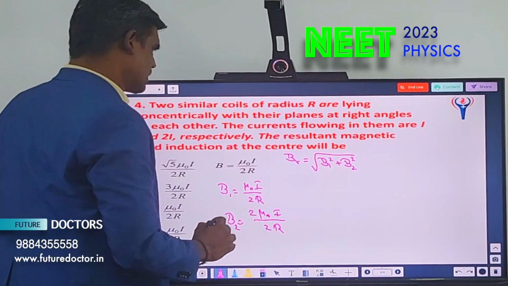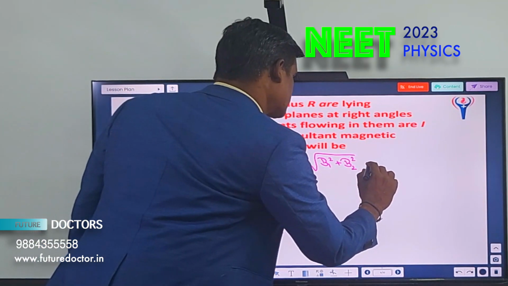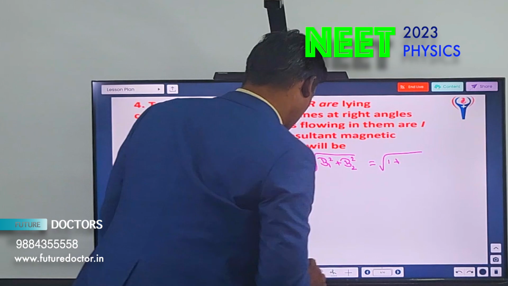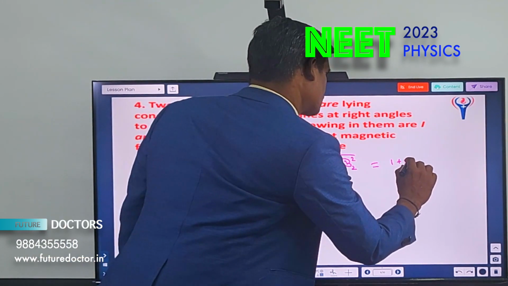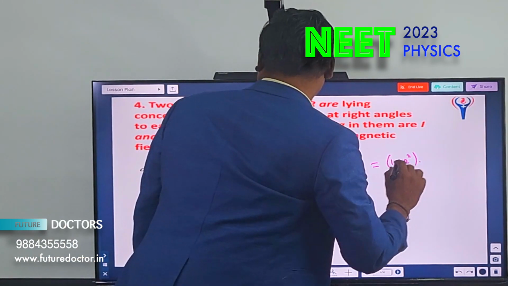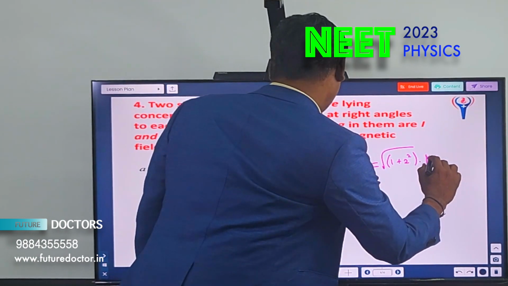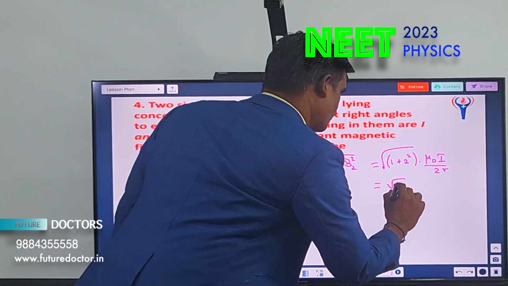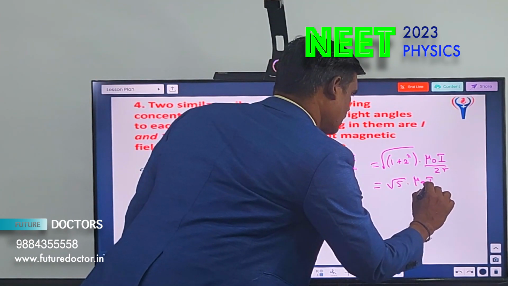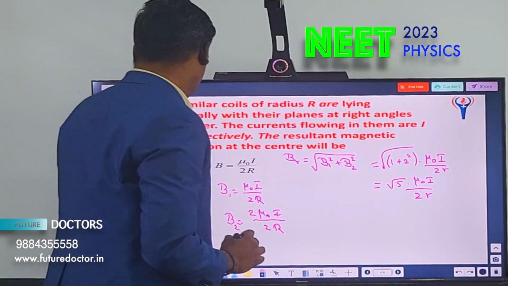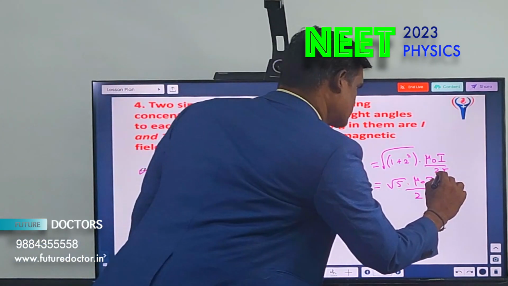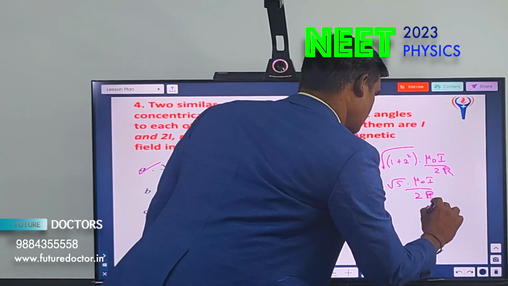Then substitute this here, and substituting this here you will get square root of 1 square plus 2 square, right? That is 1 plus 2 square into mu naught I by 2r. 2 square is 4, 4 plus 1, 5. Root 5 mu naught I by 2r. That is option A. Option A is the correct answer. Capital R we used, so change it as capital R. Here also capital R, capital R.